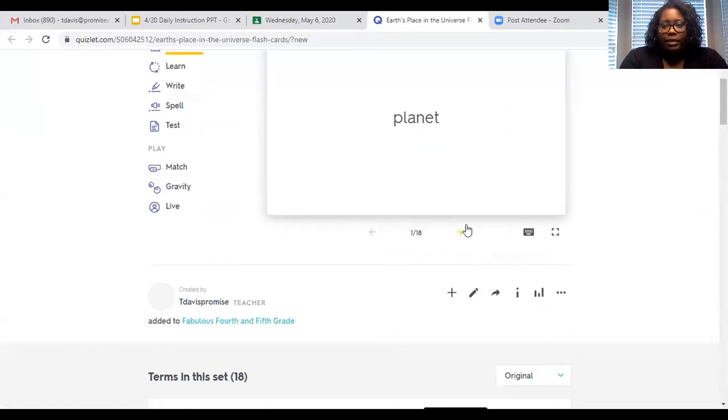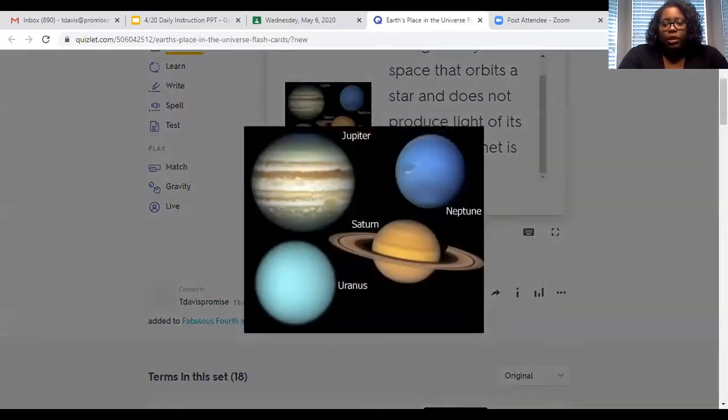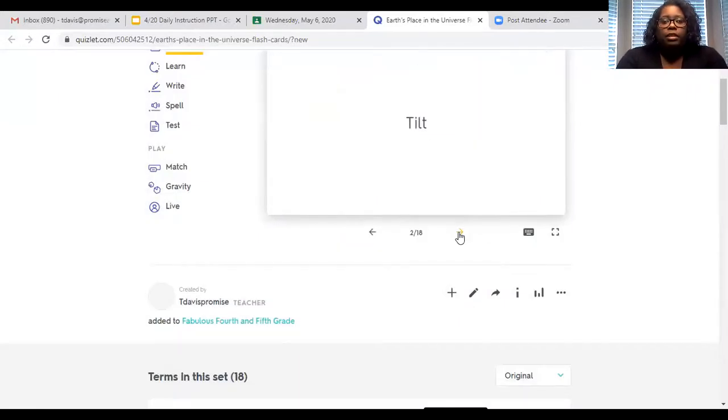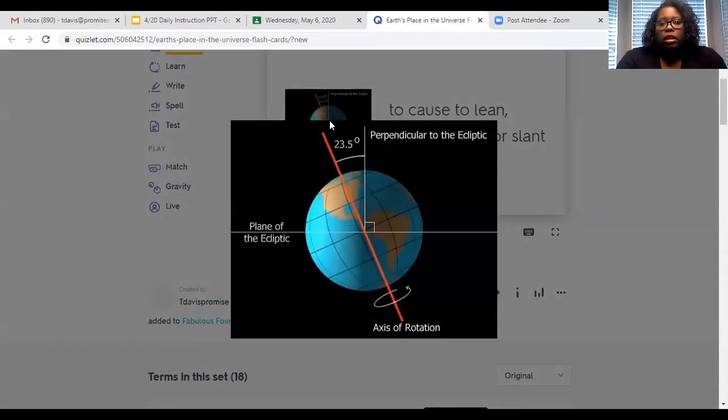Our first word is planet. A planet is a large body in space that orbits a star and does not produce light of its own. Our planet is Earth. And these are just some of the other planets within our solar system. The next term is tilt. To cause to lean, incline, slope, or slant. And Earth is tilted on its axis. This is the axis. It's an imaginary line that goes through the Earth at both poles, the North Pole and the South Pole. And Earth is tilted on its axis at a 23.5-degree angle.